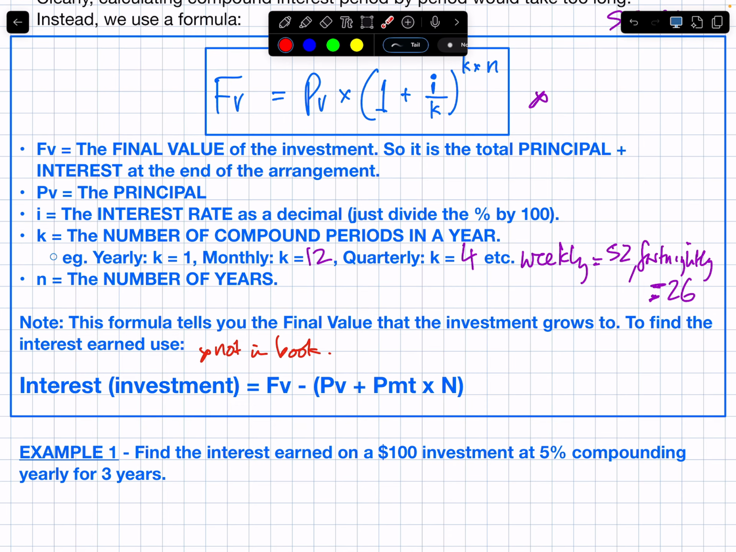I'll start putting in what I would put to answer this question. Find the interest earned on a $100 investment, 5% compounding yearly for 3 years. So compounding yearly is important.